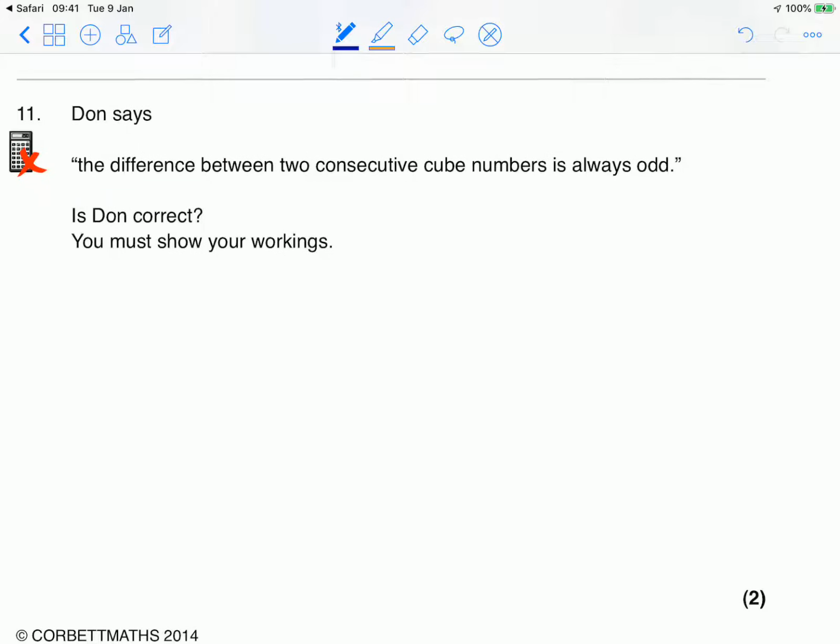Question 11. Don says the difference between two consecutive cube numbers is always odd. Is he correct? Well, if I think about two consecutive cube numbers, they need to be next to each other when I start listing them. So 1 times 1 times 1, 2 times 2 times 2, 3 times 3 times 3, 4 times 4 times 4, 5 times 5 times 5, 6 times 6 times 6, and so on.